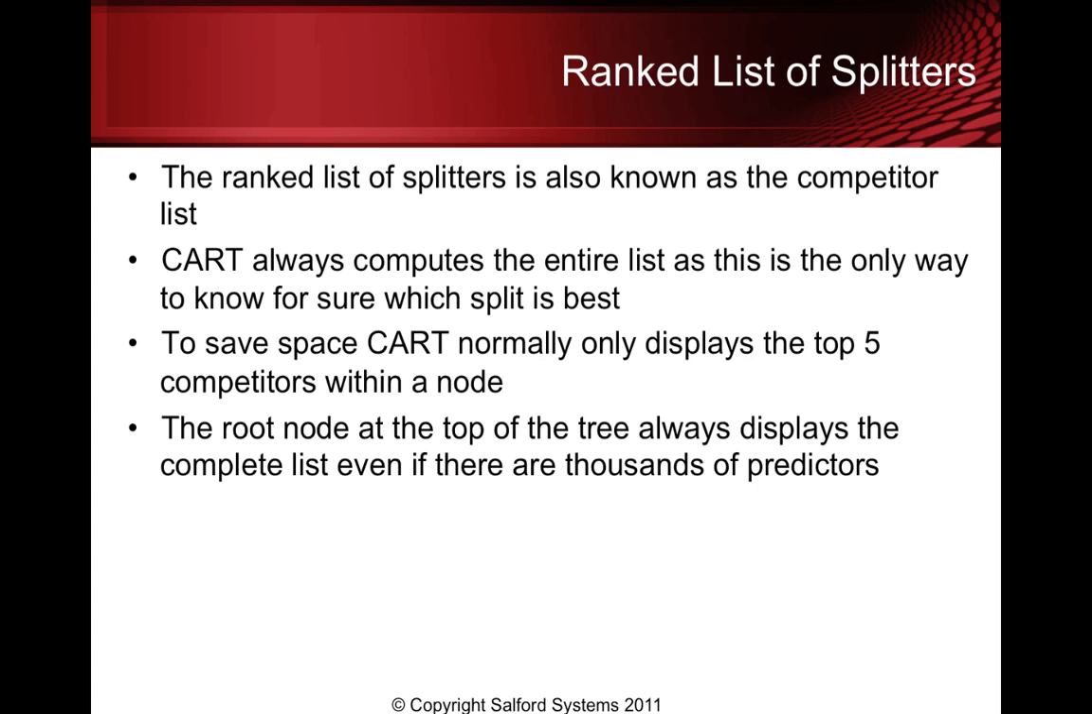So the ranked list of splitters is also known as the competitor list. And CART always computes the entire list. No matter how many variables you have in your data set, if you're using them all, then CART has to search all of them, and therefore CART always knows the complete ranking of every variable that is looked at. Now to save space, CART normally only displays the top 5 competitors within a node. But you can change that in order to see more. But there is an exception, and that is at the root node at the top of the tree, we always display all of the competitors.